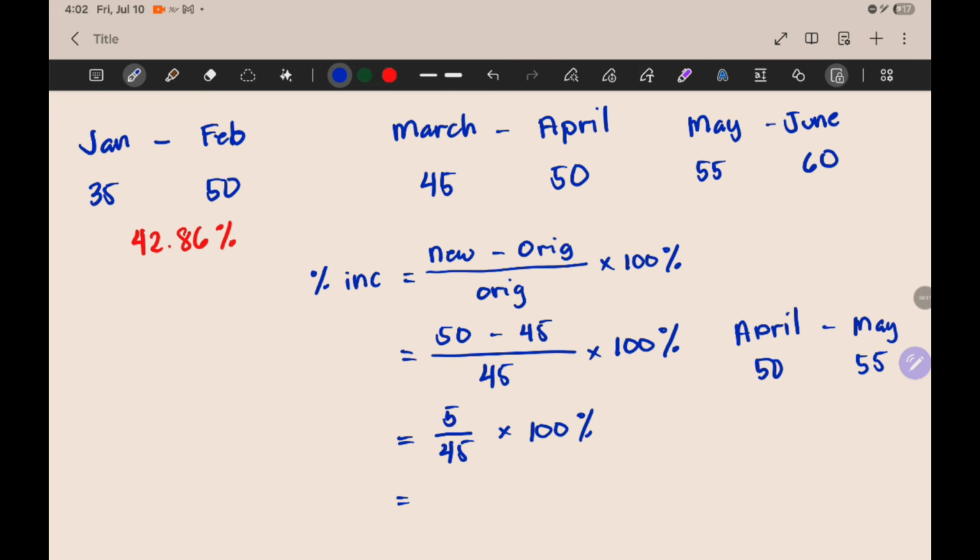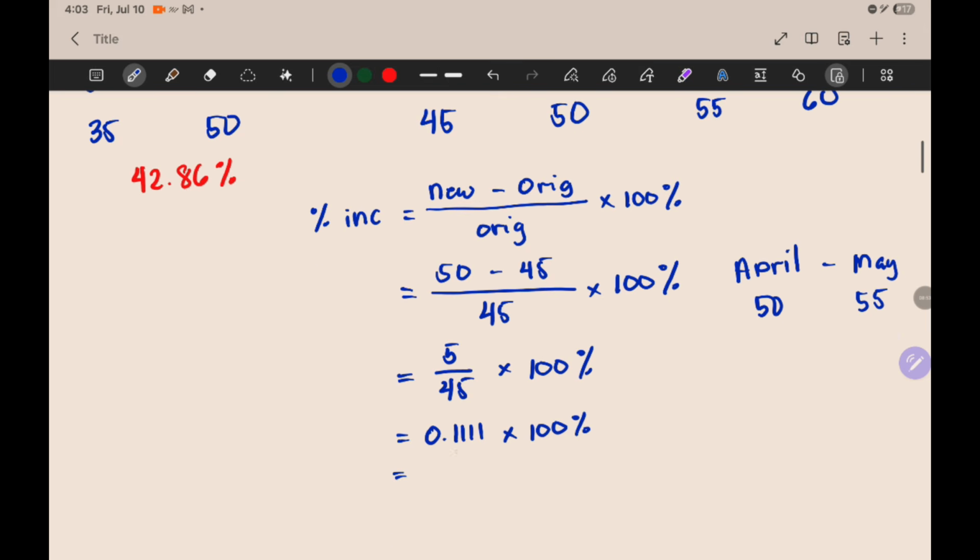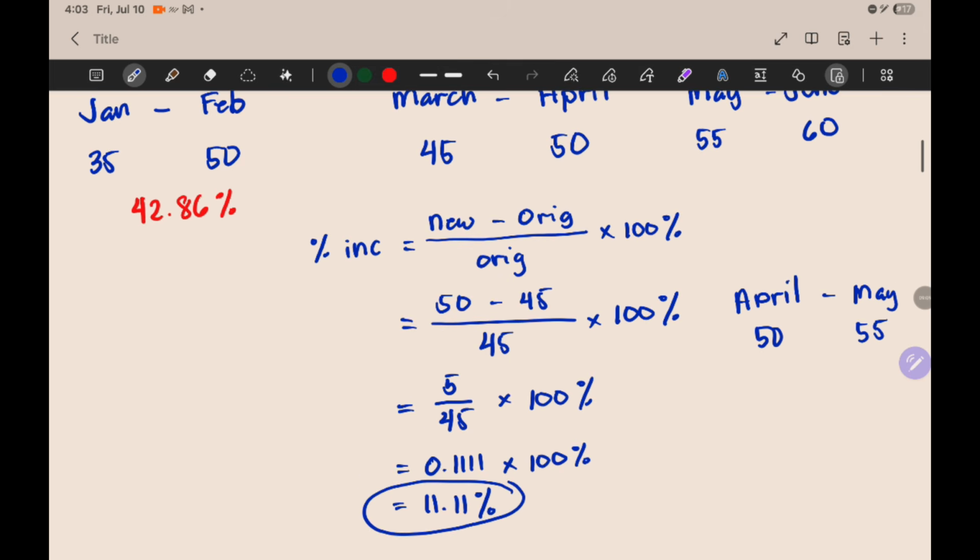So, what is 5 divided by 45? Again, you can use your calculators. That is 0.111, repeating po siya. So, 0.1111 times 100%. Kapag minultiply natin yan, that is 11.11%. So, ito yung ating percentage increase from March to April. Sulat na natin siya dito: 11.11%.